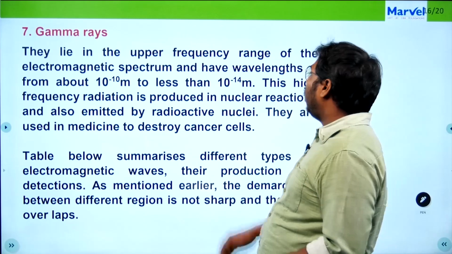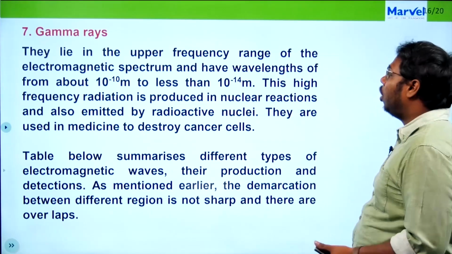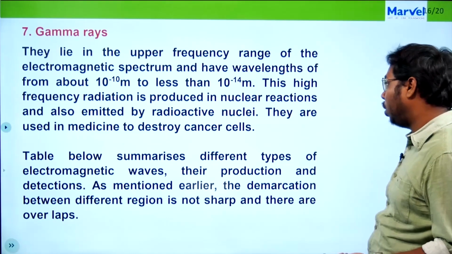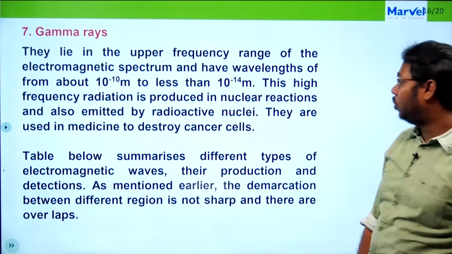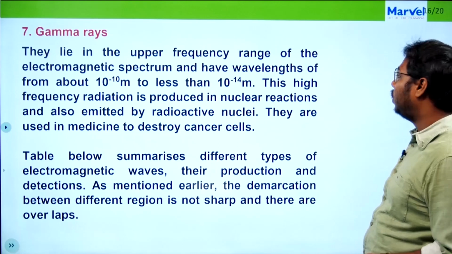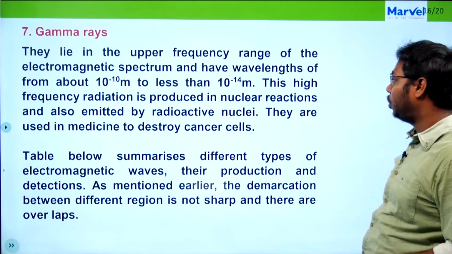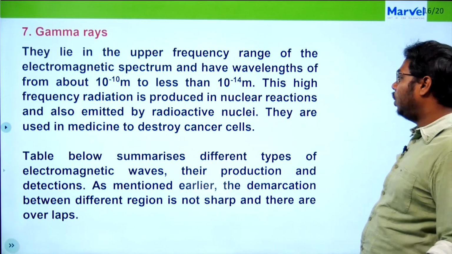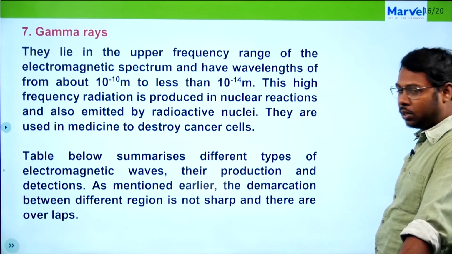They lie in the upper frequency range of the electromagnetic spectrum and have wavelengths from about 10 power minus 10 meter to less than 10 power minus 14 meter. This high frequency radiation is produced in nuclear reactions and also emitted by radioactive nuclei. They are used in medicine to destroy cancer cells.